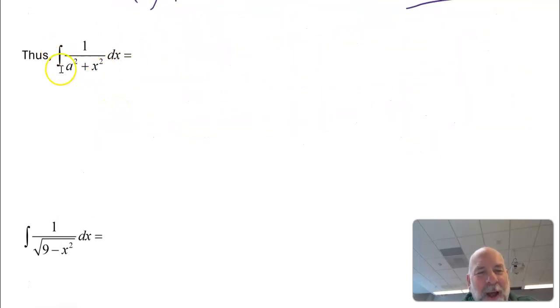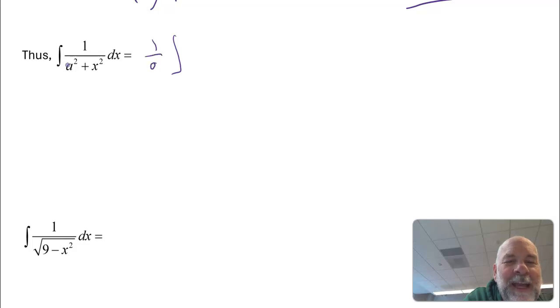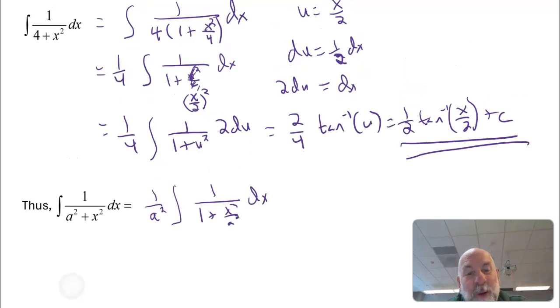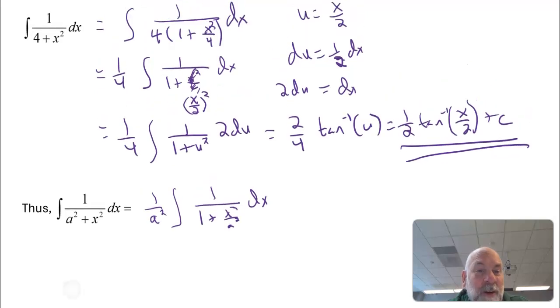And so it's the same problem. It's just not a 1. I just have to deal with the fact that it's an a instead. Well, you could do the same exact thing. You could factor out 1 over a squared. That was our 1/4 that we factored out. You can follow along comparing it to this one. And in the bottom would be 1 over 1 plus x squared over a squared dx. Just like we had x squared over 4, this is just x squared over whatever that number is that's sitting out in front.